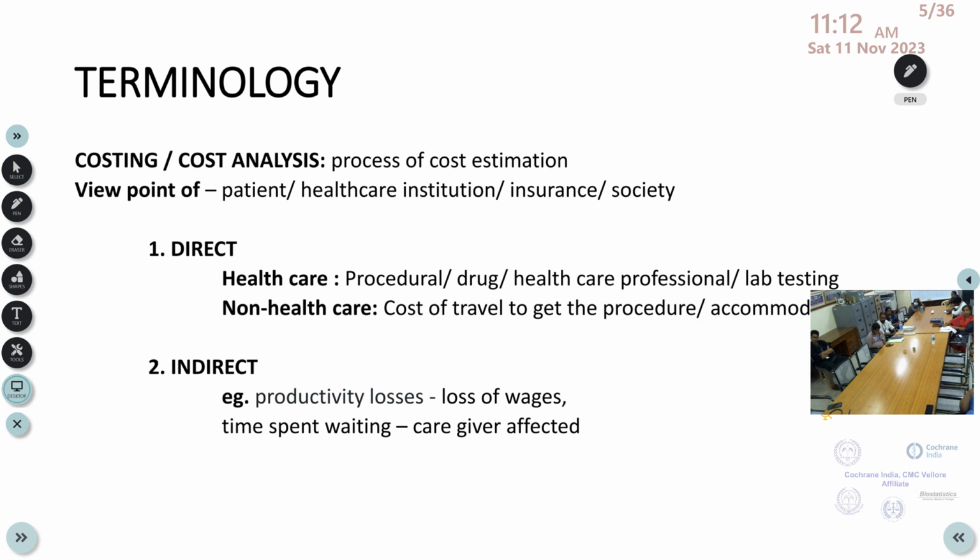Now what are the indirect costs? Because the patient has gone for a surgery, he's out of work for 10 days. So those 10 days' wages are lost. So that is an example of indirect cost. So that's how we divide costs.